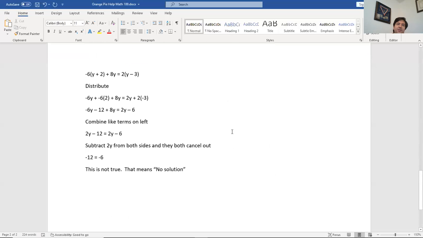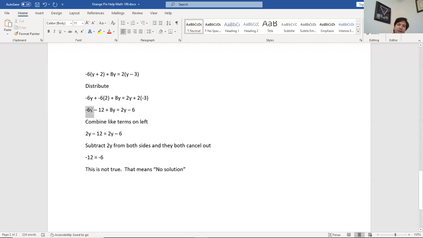Now here's something else that could happen. I've changed the above example ever so slightly, and this is the other kind of funky thing that can happen if you're trying to solve an equation. So you got -6, you're distributing it with y plus 2, so like we did before, you got -6y plus -6 times 2. You distribute this, which is exactly the same, that's still 2y minus 6. You distribute that, you get -6y minus 12, there's a plus 8y right there, and there you go.